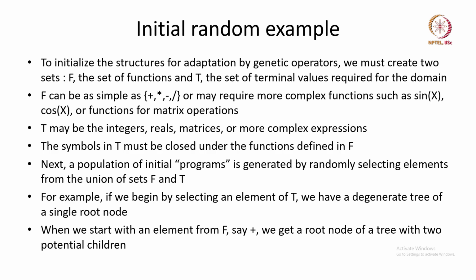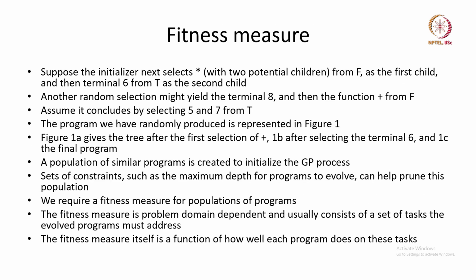But if you start with an element in F, for example, suppose you start with plus, plus actually should have two potential children, right. So it could be A and B, because you may be doing A plus B, right. So you need to have two children to that. So suppose the initial function you are going to start with is multiplication, and then it will have two children, right.